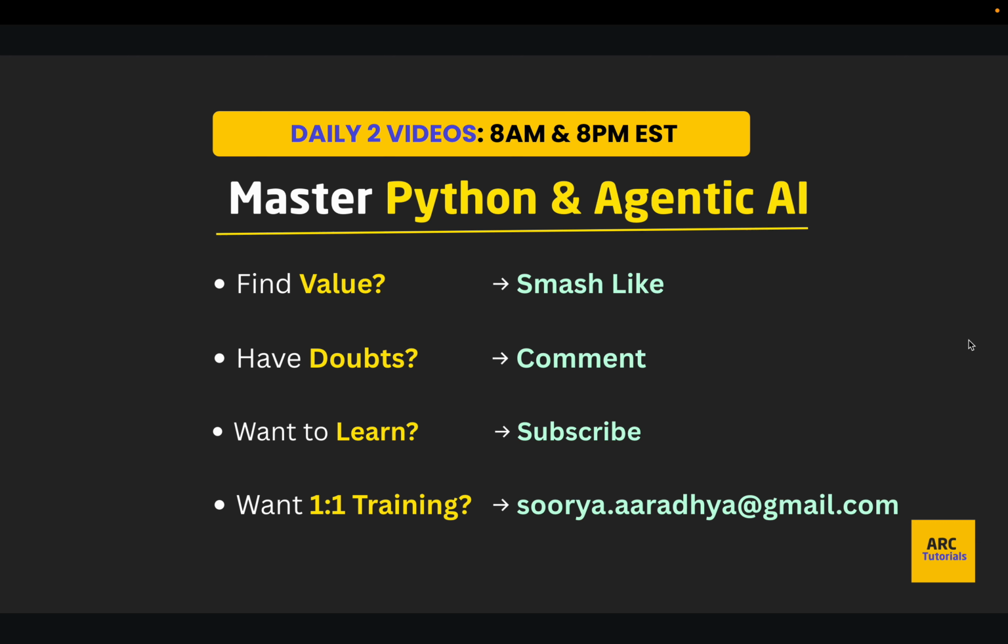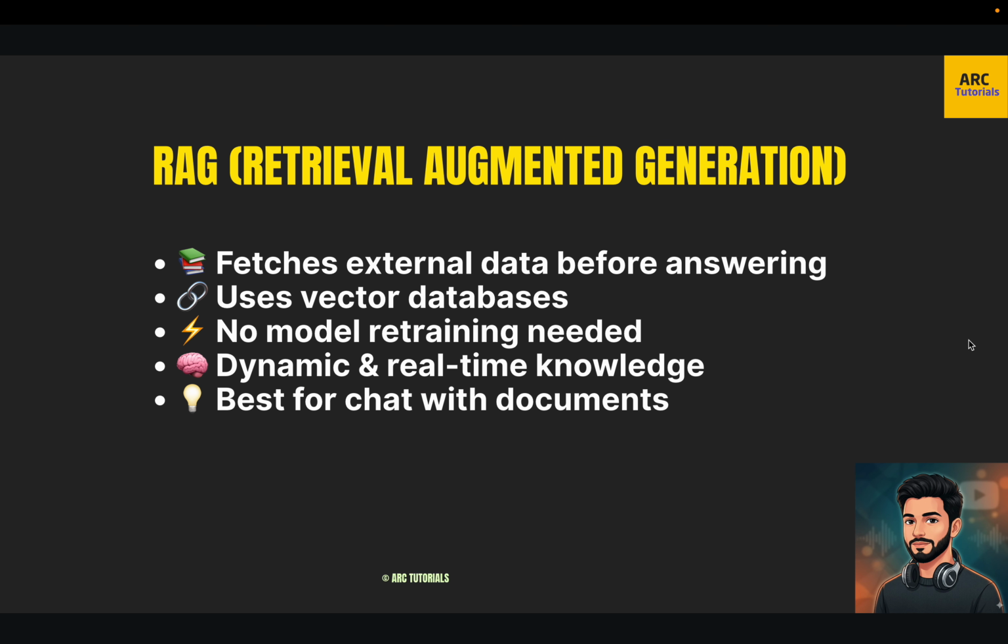Let's start. All right, so let's first talk about RAG. RAG stands for Retrieval Augmented Generation, which means it will fetch external data before answering. This data can be your company's private data, documents, and much more. RAG will use a vector database. It can be Supabase or ChromaDB, etc.